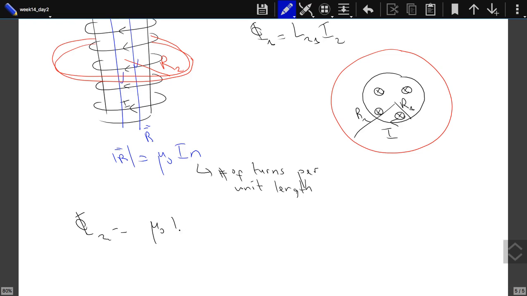So this is my B, mu 0 I n, times pi R1 squared, because outside this radius R1 there's no B field. And within this radius R1, B is uniform. So I can just multiply B and the area, times 2, because there are two rings. Each one has this flux. Since I have two rings on the outside, the total flux passing through both of those rings is multiplied by 2.